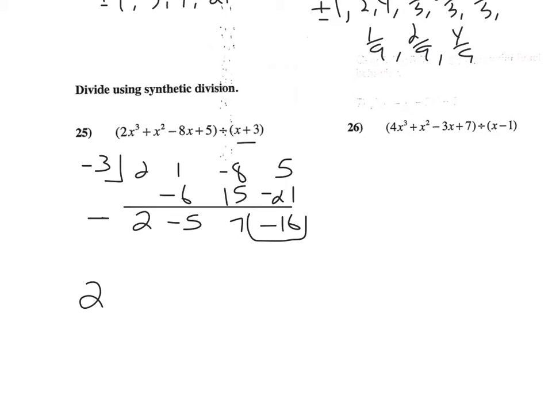Remember, my final answer is going to start 1 degree less than what I started with. It's going to be 2x squared minus 5x plus 7. And then the negative 16 is the remainder. All that's over x plus 3.